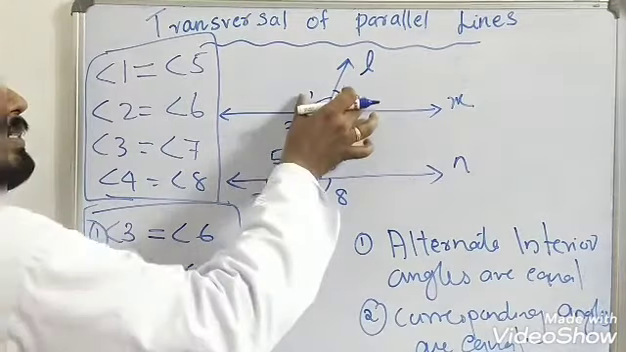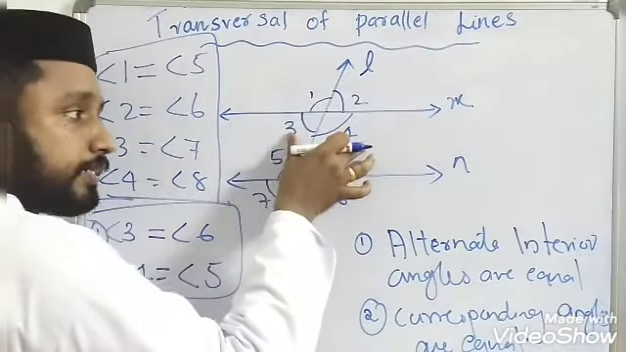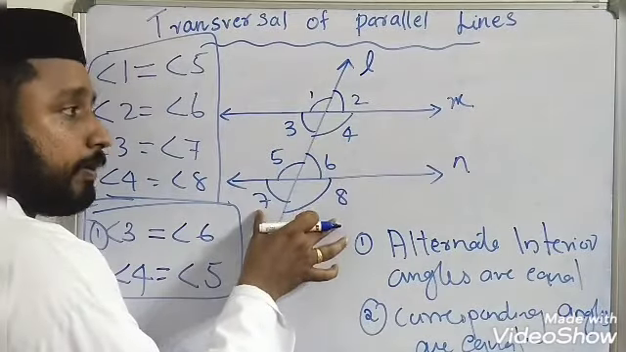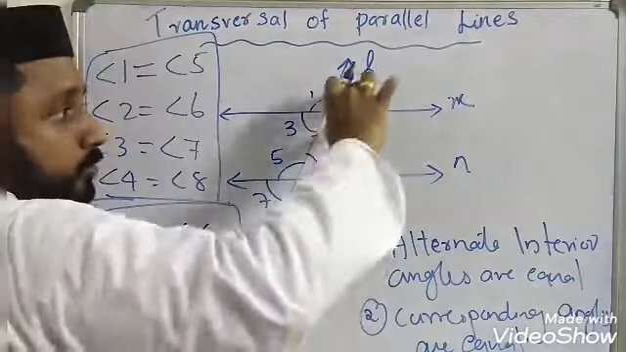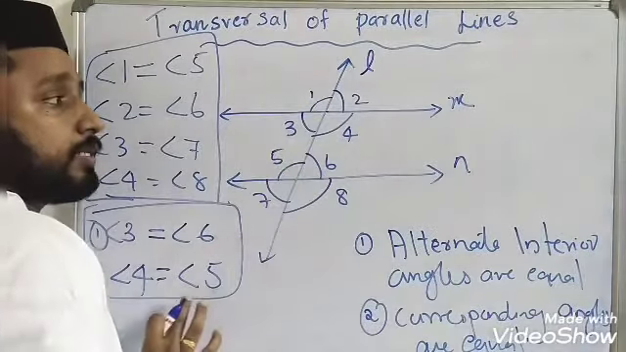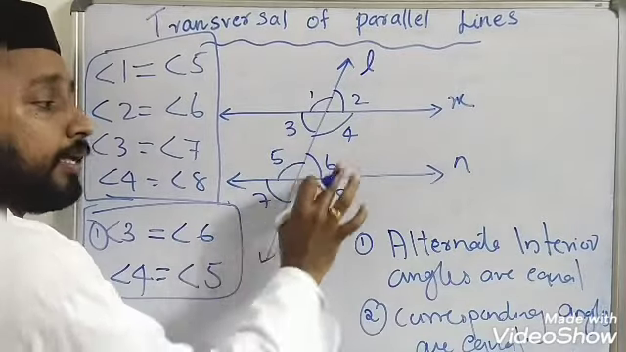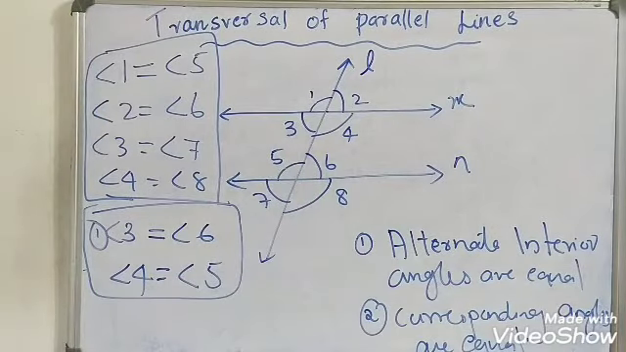So these pairs of angles are supplementary. 2 plus 4 is supplementary, 1 and 3 are supplementary, 5 and 7 are supplementary, and 6 and 8 are supplementary. These are the main conditions when two parallel lines are cut by a transversal.